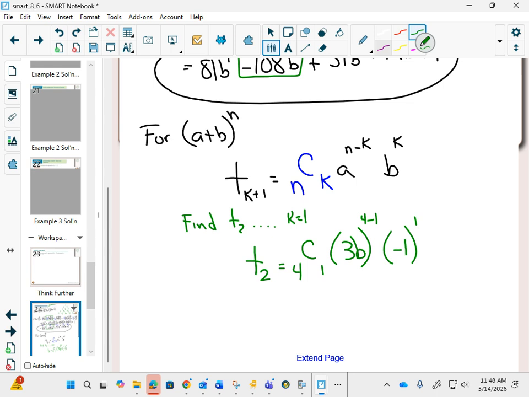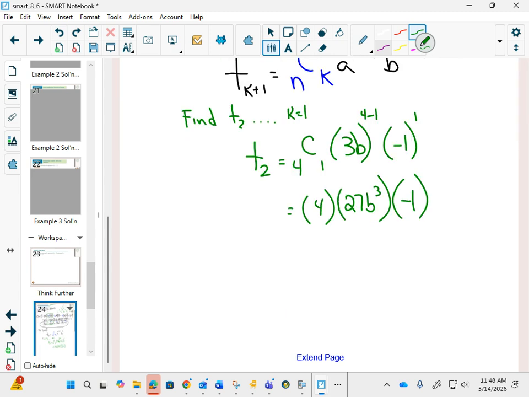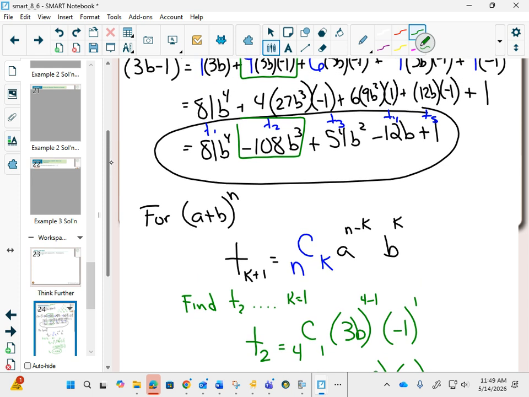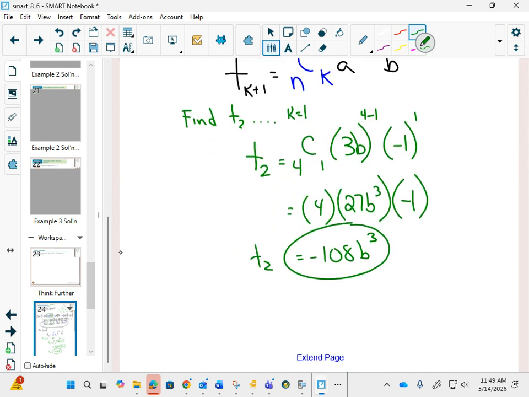If I go to my calculator and do each of these separately, 4 choose 1, that's 4. Exponent would be 3. 3 cubed is 27. b cubed. And negative 1 to the 1 is negative 1. And now if I put my numbers together and multiply 4 times 27 times negative 1, I get negative 108. And I still have the b cubed. There's term 2. Did it match up with what we found when we did the whole expansion? It did. So we have this formula.